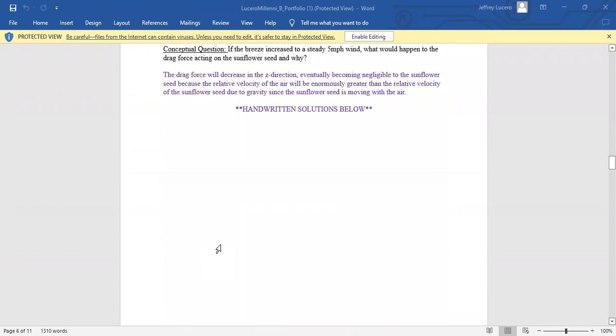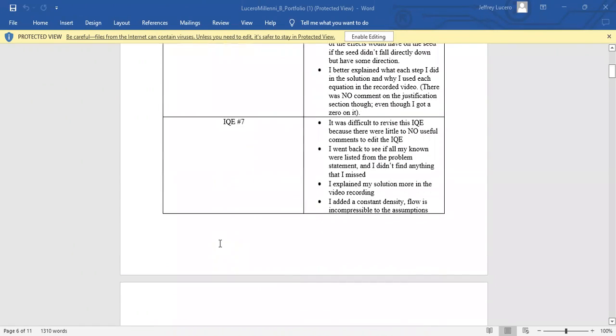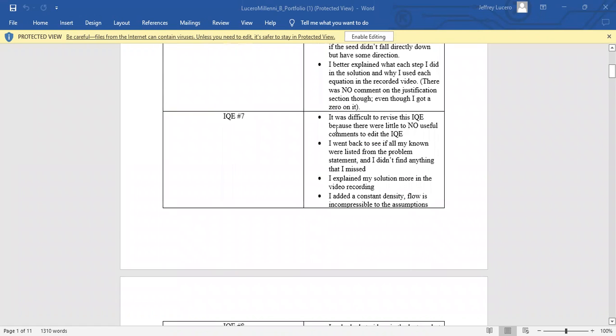For IQE 7, I found it very difficult to revise my IQE because there were little to no useful comments to edit in the IQE. Most of it was "you did a good job," but then my scores would say something different. It would have a lower score. I went back to see if all my knowns were listed from the problem statement, and I didn't find anything that I missed. I could have missed something, but I rechecked and added some.